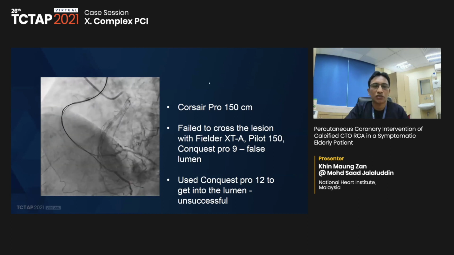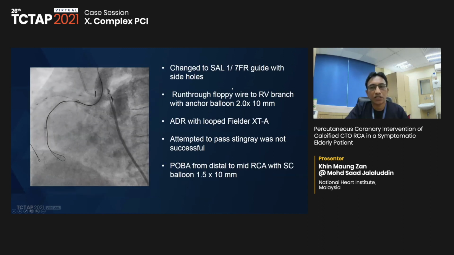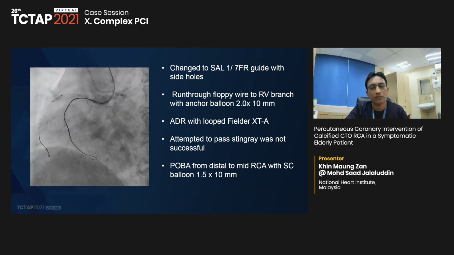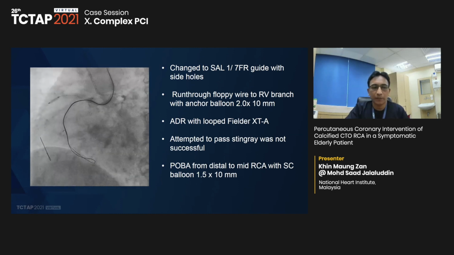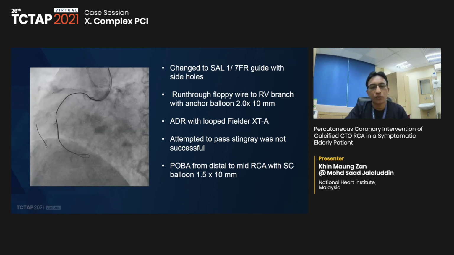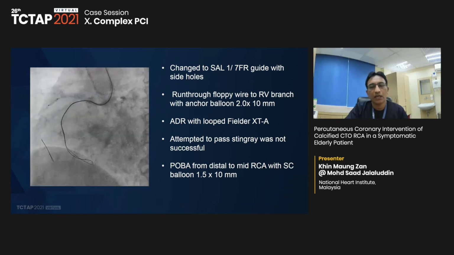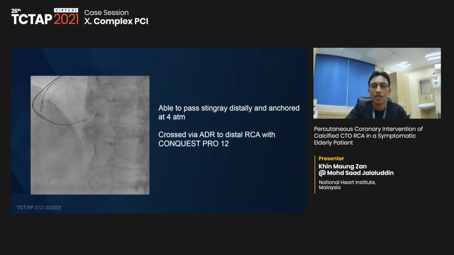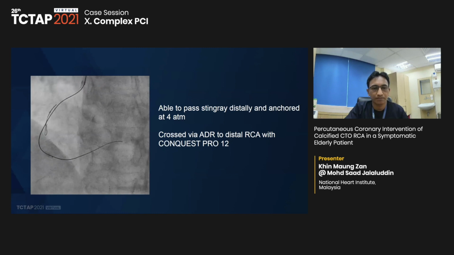So at this point, we changed the strategy to go for ADR. We changed the guiding catheter to an SAL 7 French guide with side holes, and we also used the RV branch with a balloon anchored for better support. We did an ADR with a loop Fielder XTA. However, we were not able to pass the Stingray balloon down to the distal RCA, and we did some pre-dilatation with a semi-compliant balloon 1.5/10. Finally, we were able to pass the Stingray balloon down to the distal RCA, and we crossed with Conquest Pro 12 to the distal RCA true lumen.